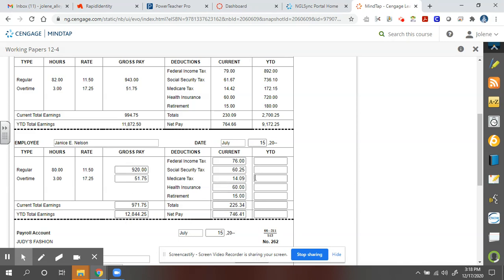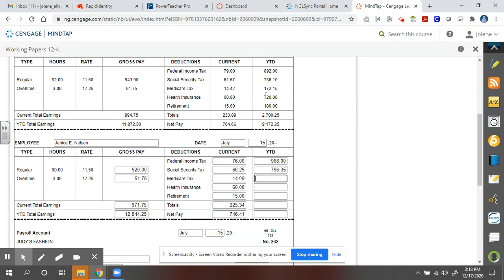Year to date, as of the middle of July, this is how much she's made total gross pay from this employer. Now we got to add up these year to dates for her deductions. So federal income tax, 892 plus 76. Her new federal year to date is 968. Her Social Security, 736.10 plus her 60.25 is now 796.35.